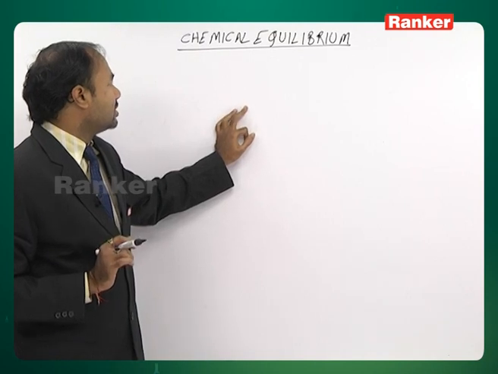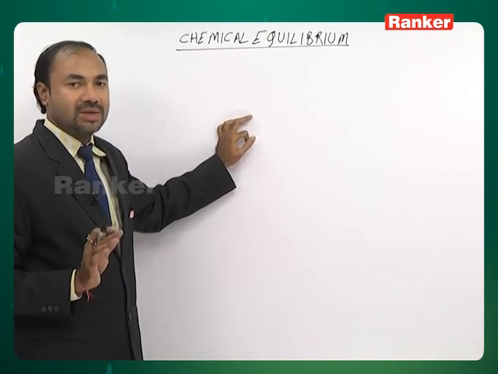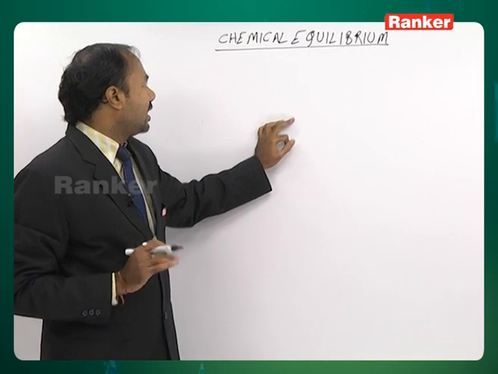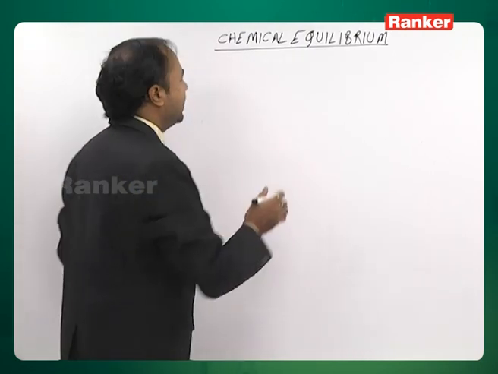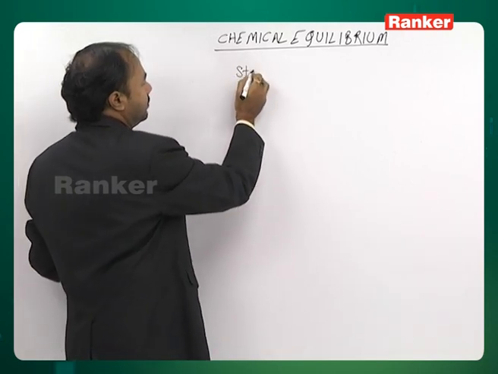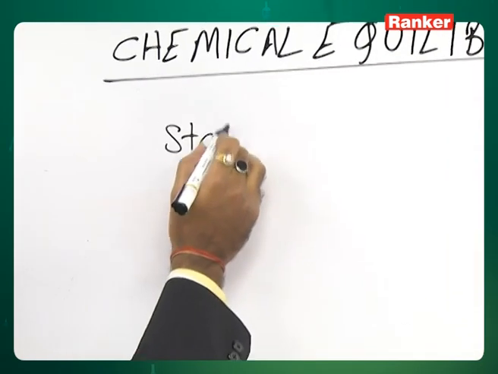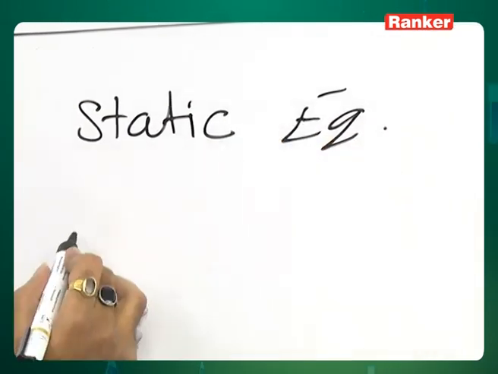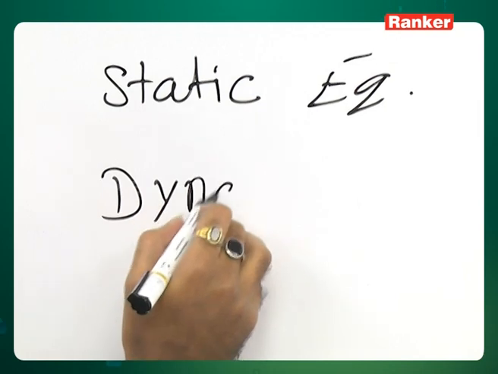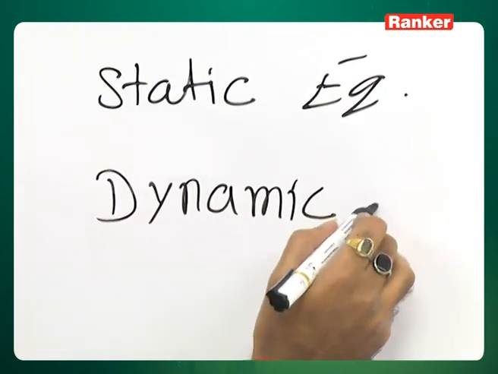In this case, what happens? What is equilibrium? First of all, understand this part. Actually, in equilibrium, there are basically two types. One is called static equilibrium. The other one is called dynamic equilibrium. Static equilibrium, I'll give an example.